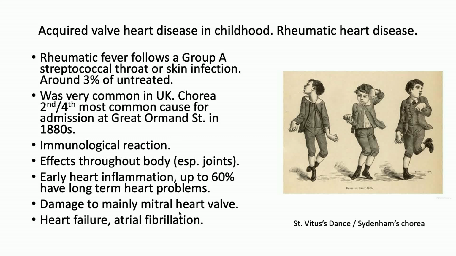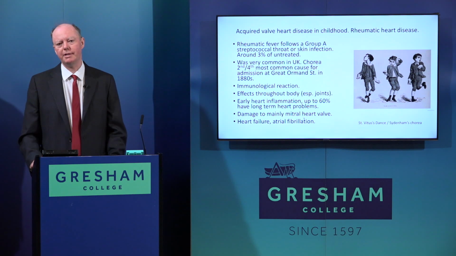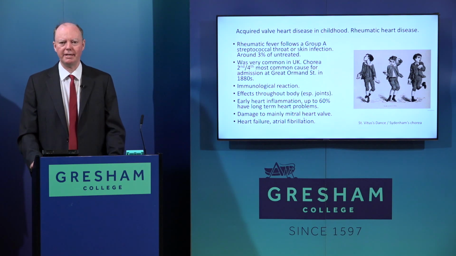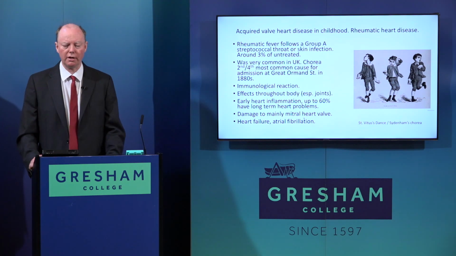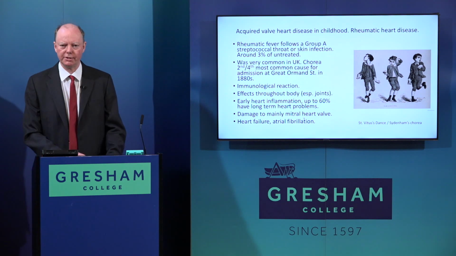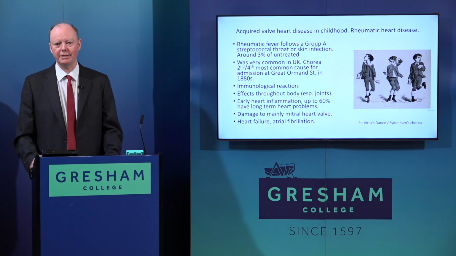It's actually not due to the infection directly, but due to an immunological reaction, and it can have effects on the joints, hence why it's called rheumatic. It can cause neurological problems, something called St. Vitus's dance can occur, which is, again, very striking to see. And it can damage the heart valves, in particular the mitral valve. And this one used to be one of the most common causes of valve heart disease in the UK, as well as internationally. And this can go on to cause heart failure and the rhythm disturbance I talked about last time, atrial fibrillation.